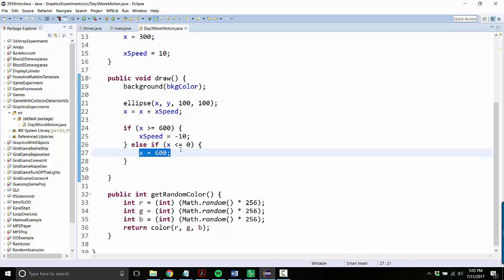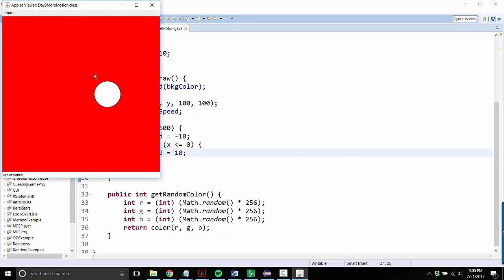And then here we could say x speed equals positive 10. Because if it hit the left-hand side of the screen, it must have been moving to the left, which means the x speed must have been negative. So that means we'd want to set it to be positive to force it to move right again. So now we've got this nice kind of bouncing happening.